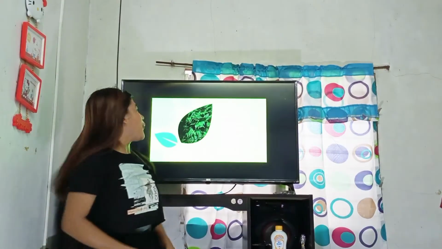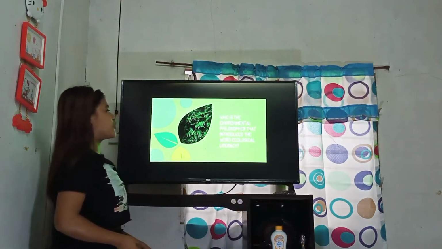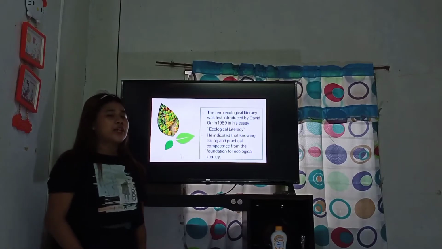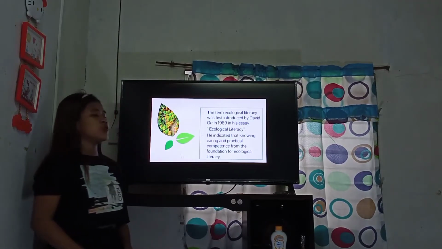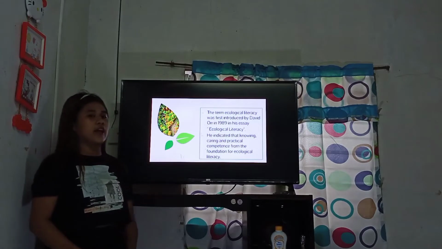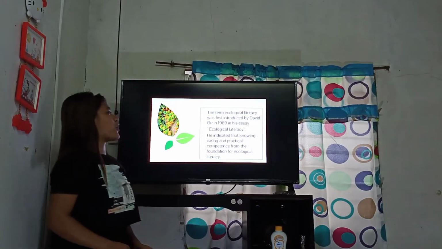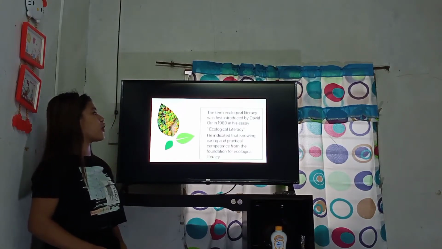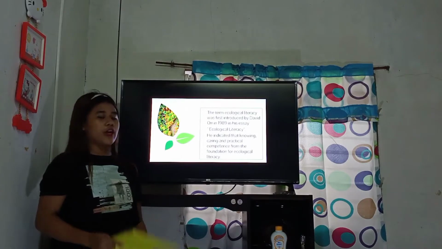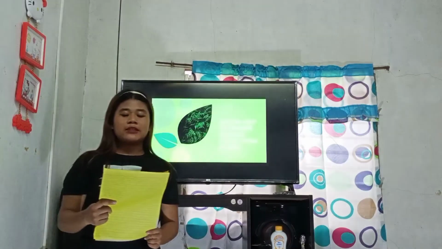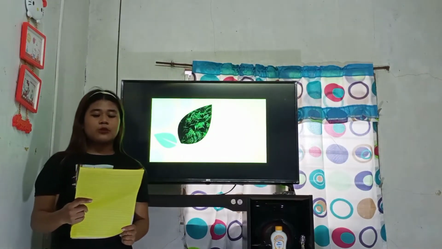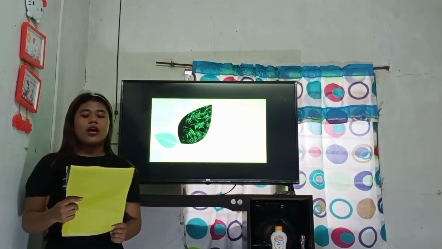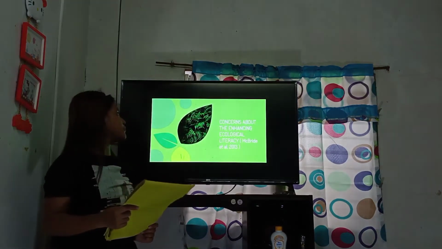And next, who is the environmental philosopher that introduced the word ecological literacy? The term ecological literacy was first introduced by David Orr in 1989 in his essay named Ecological Literacy. He indicated that knowing, caring, and practical competence form the foundation for ecological literacy. He also pointed out that the root of the environmental crisis is the individual's inability to think about ecological patterns, systems of causation, and long-term effects of human actions.